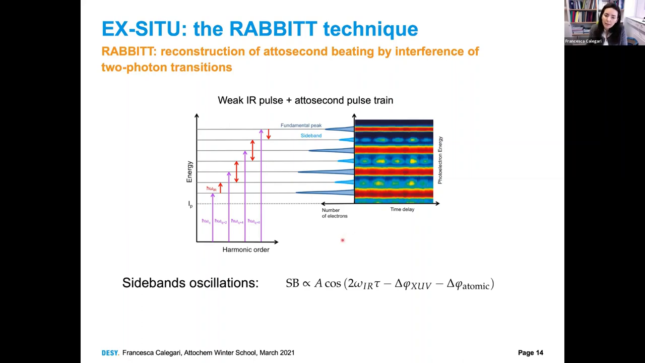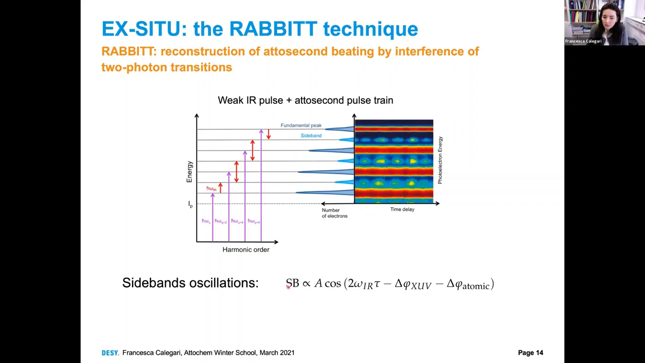And you know that from interferometric measurements, you can always get phase information. And this phase information is essential to get, as I said, also an important indication about the photoemission delays. We will see that now.